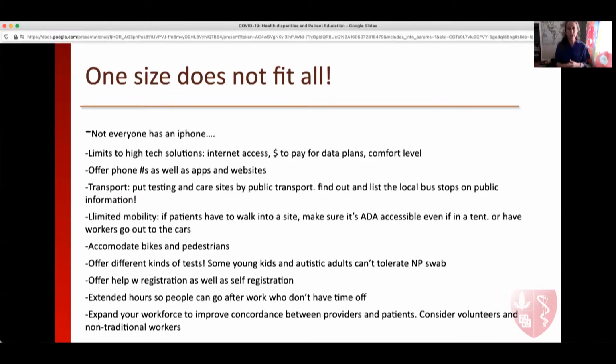Transportation is essential as well. Not everyone has a private car. If you have a testing center you're running, put on all the information on how to get there. Not just the address, because not everyone has unlimited data to look at maps online. Put on directions, landmarks, and especially how to get there by public transport. What are the closest bus stops that they can use?